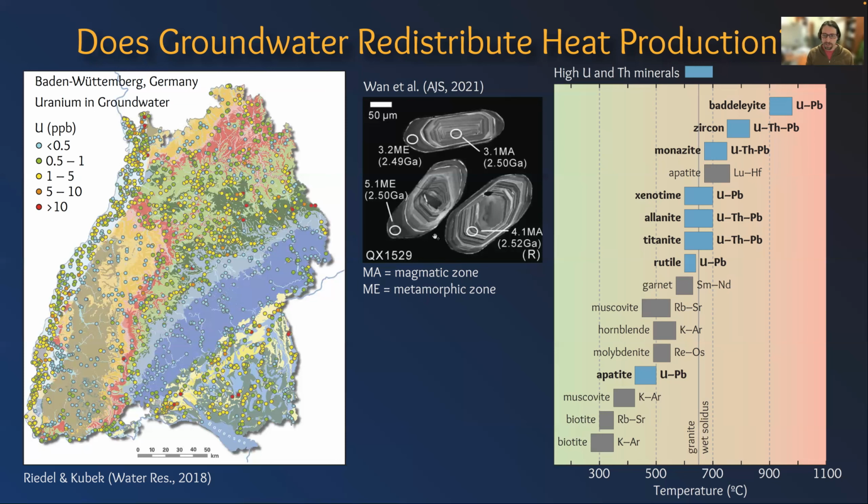Because you'll notice there's not a young rim that sits around these rocks that suggests that heat production has been redeposited, or that uranium or zirconium and things like that have been redeposited around these minerals. So it's quite likely that heat production isn't redistributed to a great extent by groundwater. But I think that this is something that really needs to be explored in much greater detail.